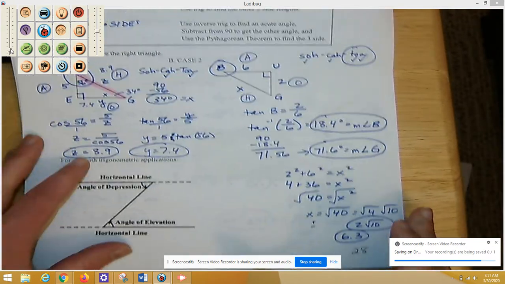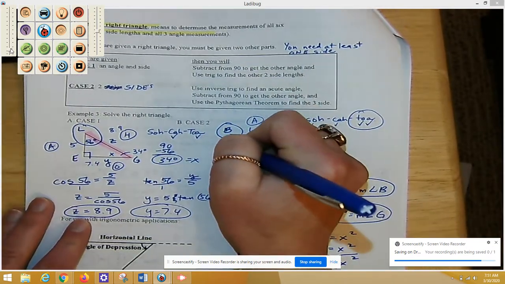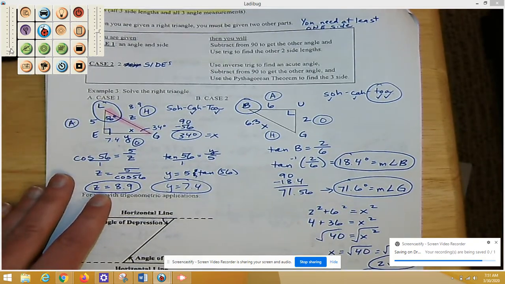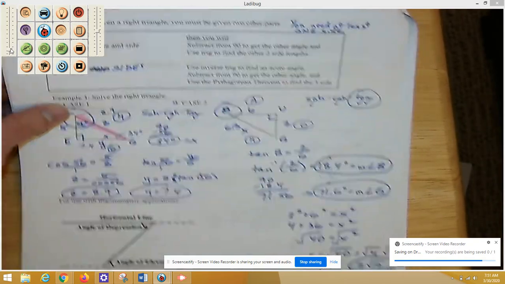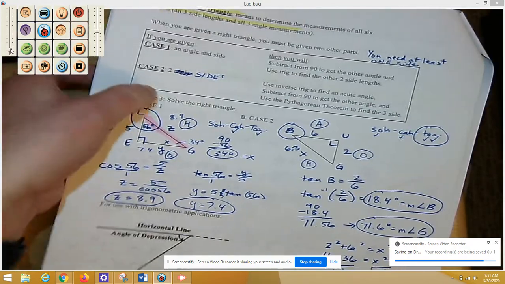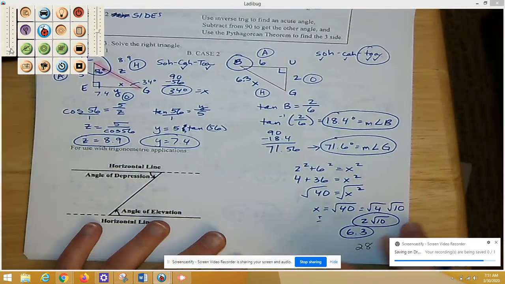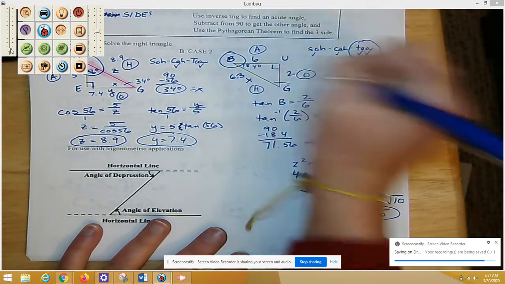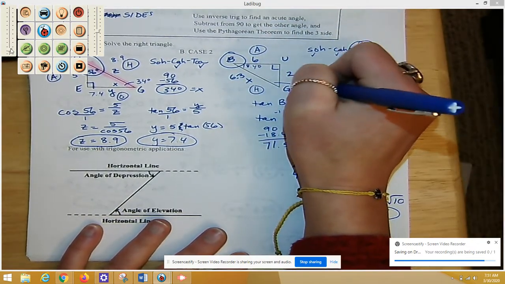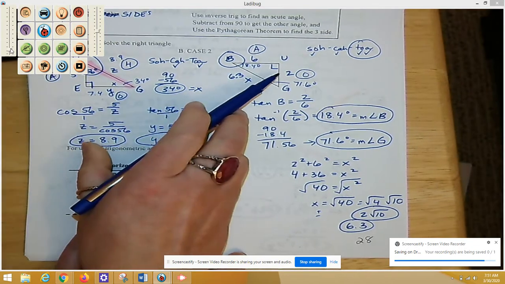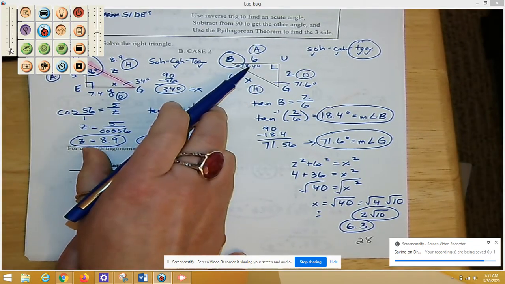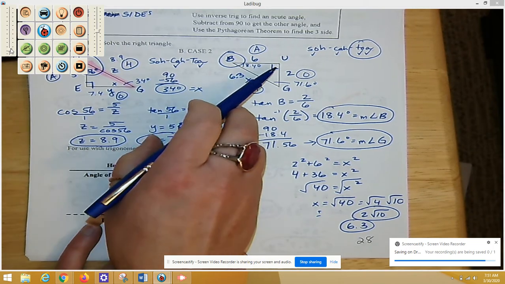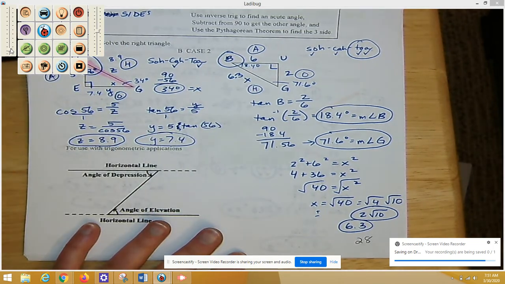And then remember, we've talked about checking our answer. So this was 6.3 over here. Okay, I've got some things up on the screen. Hopefully it's not bugging you too much. All right, and then B was about 18.4 degrees, and then this one was 71.6 degrees. And again, smallest side across from the smallest angle, medium side across from the medium angle, largest side across from the largest angle, and you are good to go.